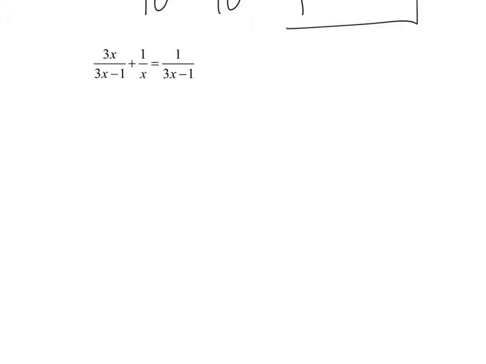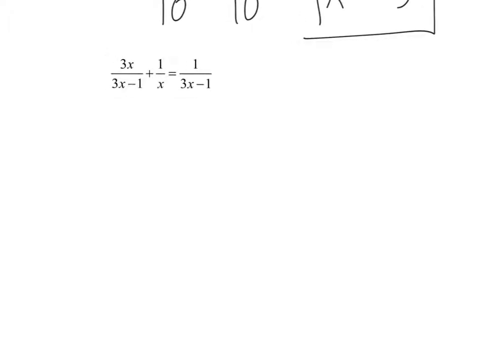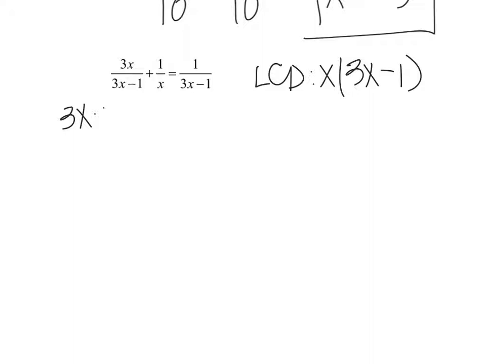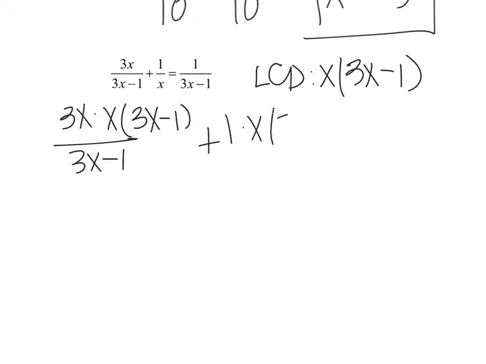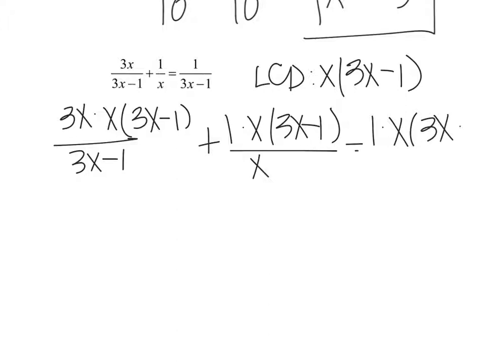So our next example is 3x over 3x minus 1 plus 1 over x equals 1 over 3x minus 1. So our LCD is going to be x times 3x minus 1. So multiplying all of our numerators by our LCD, we get 3x times 3x minus 1 over 3x minus 1 plus 1 times 3x minus 1 over x equals 1 times 3x minus 1 over 3x minus 1.